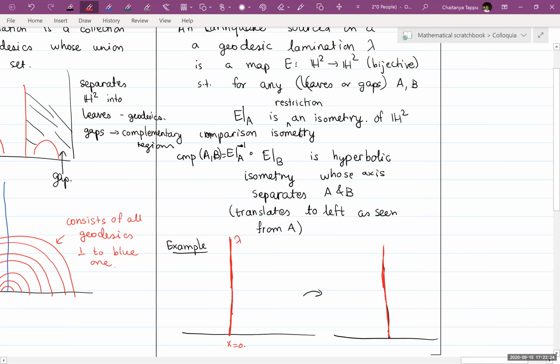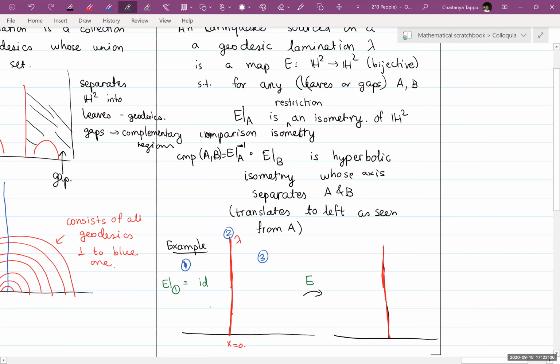there are three complementary regions. One is the left hand side. So this is number one. There are two complementary regions, and the total number of leaves and complementary regions is 3. And I should tell you what the earthquake map does to each of them, right? So in the complementary region 1, let's take the earthquake map to be identity.